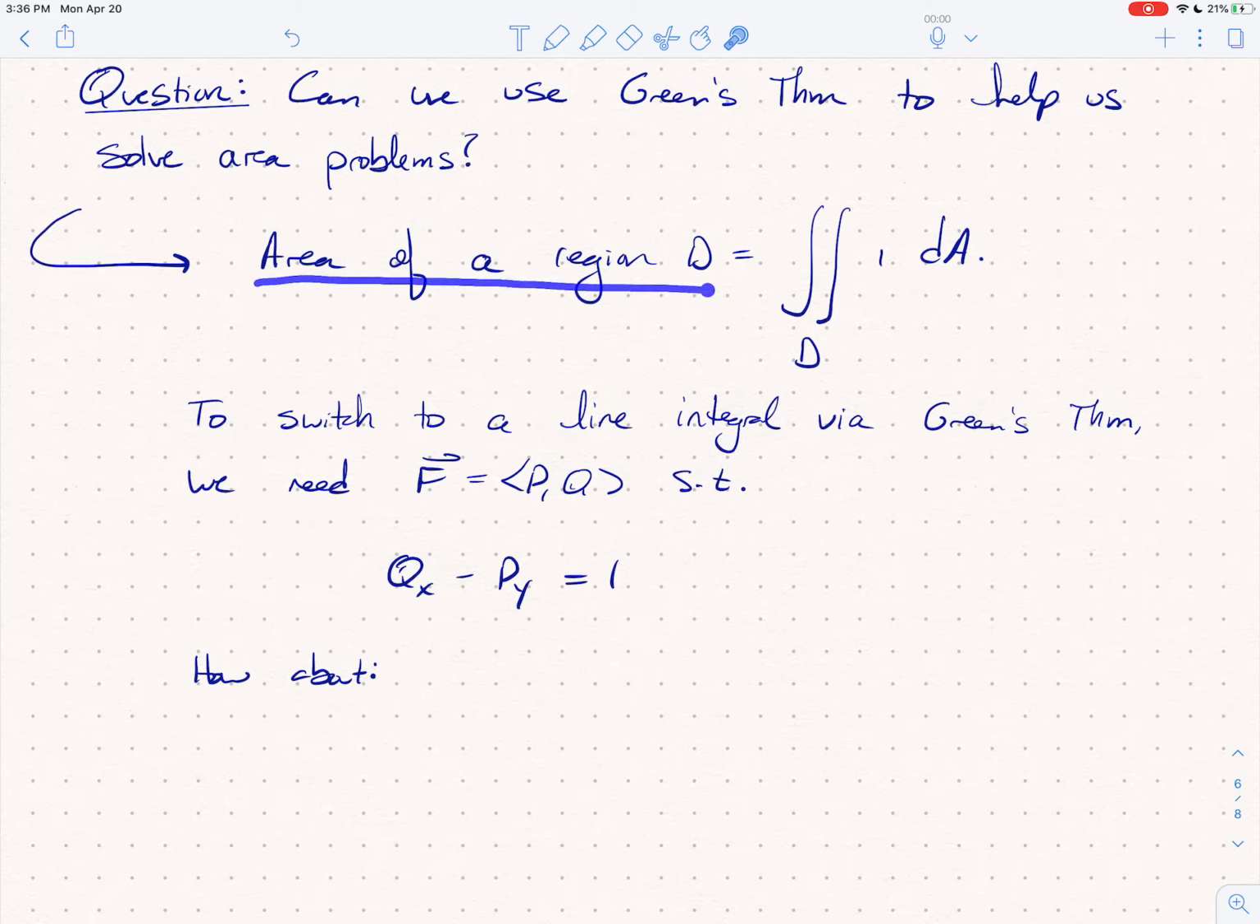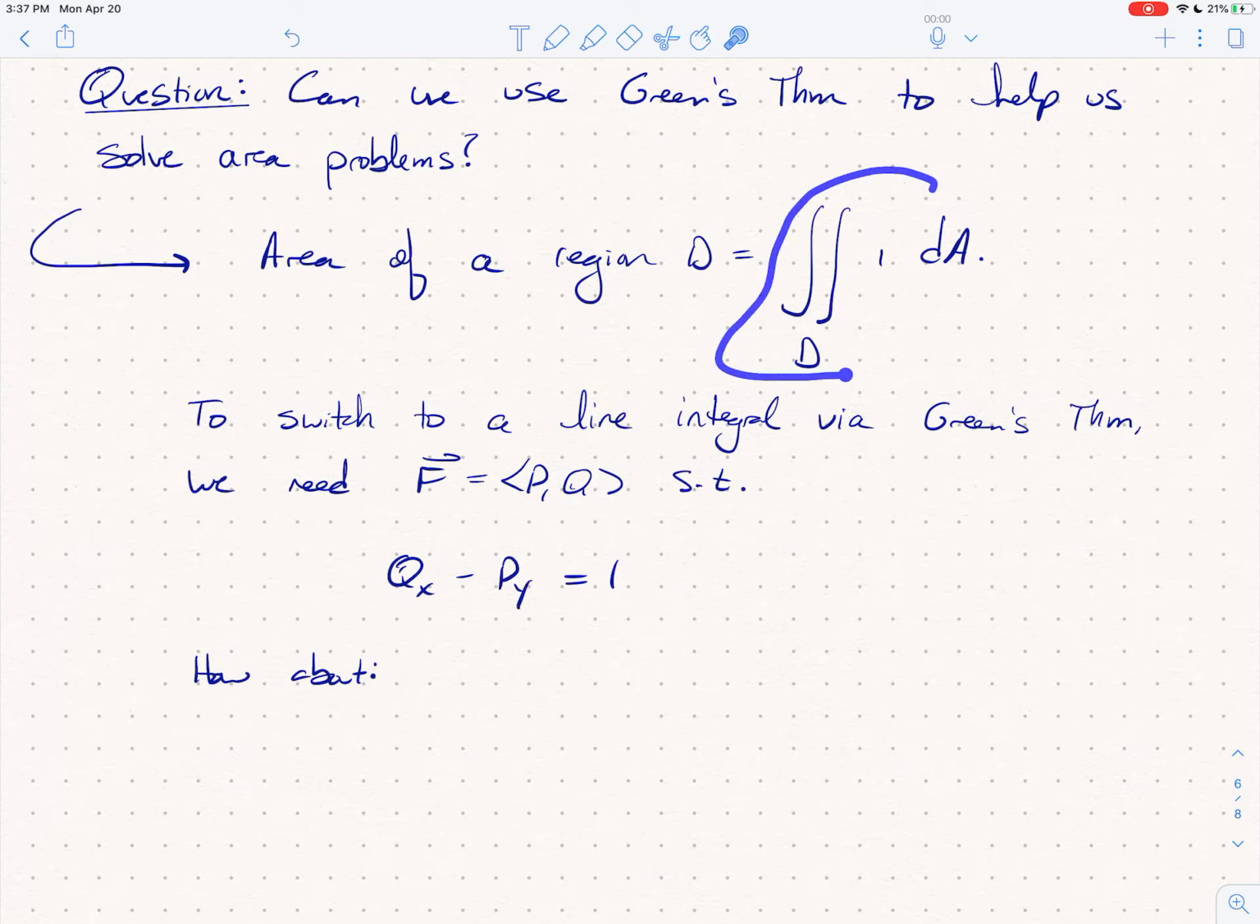So let's recall that the area of a region D, now I'm not going to get into the details in this video, but I am assuming things about my region D. It has to be quote unquote nice. But I've got this region D, I want to compute its area, and we've learned before that you can take the double integral over your region D of 1 dA, and that's actually area. Double integrals of a function over a region in the xy plane gives you volume, but volume is area when the height is constant 1.